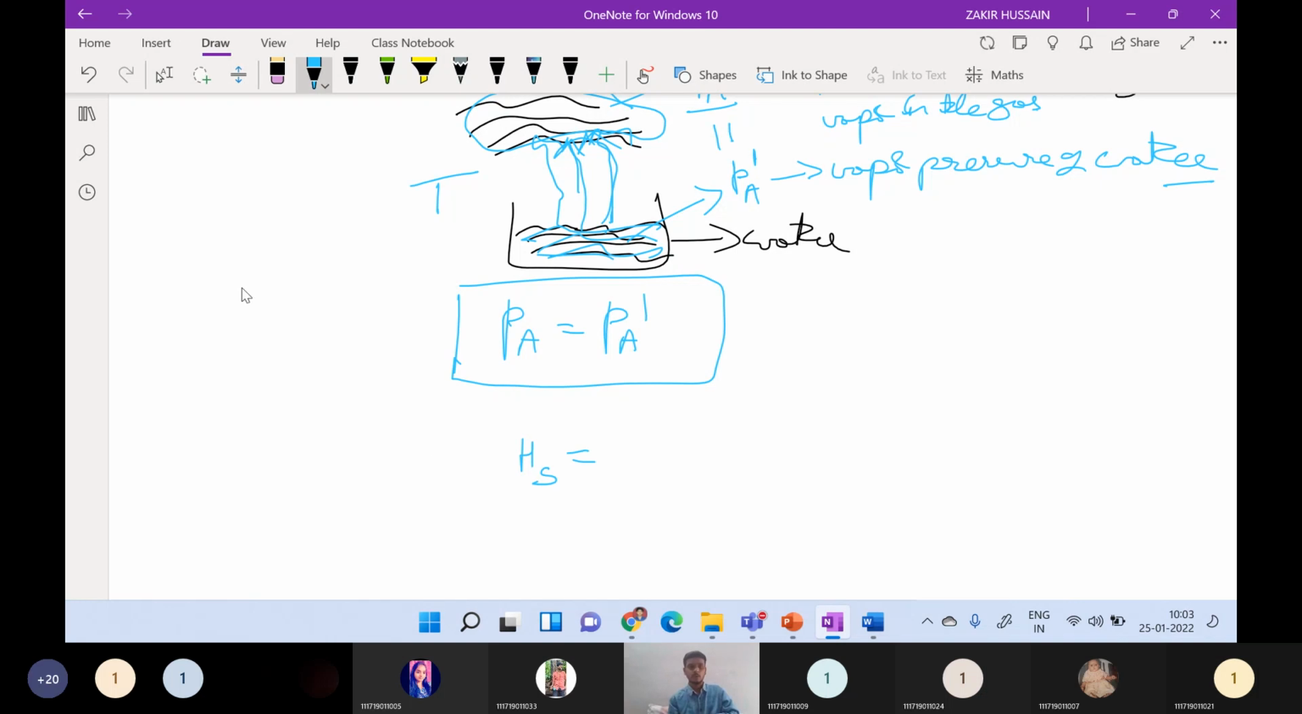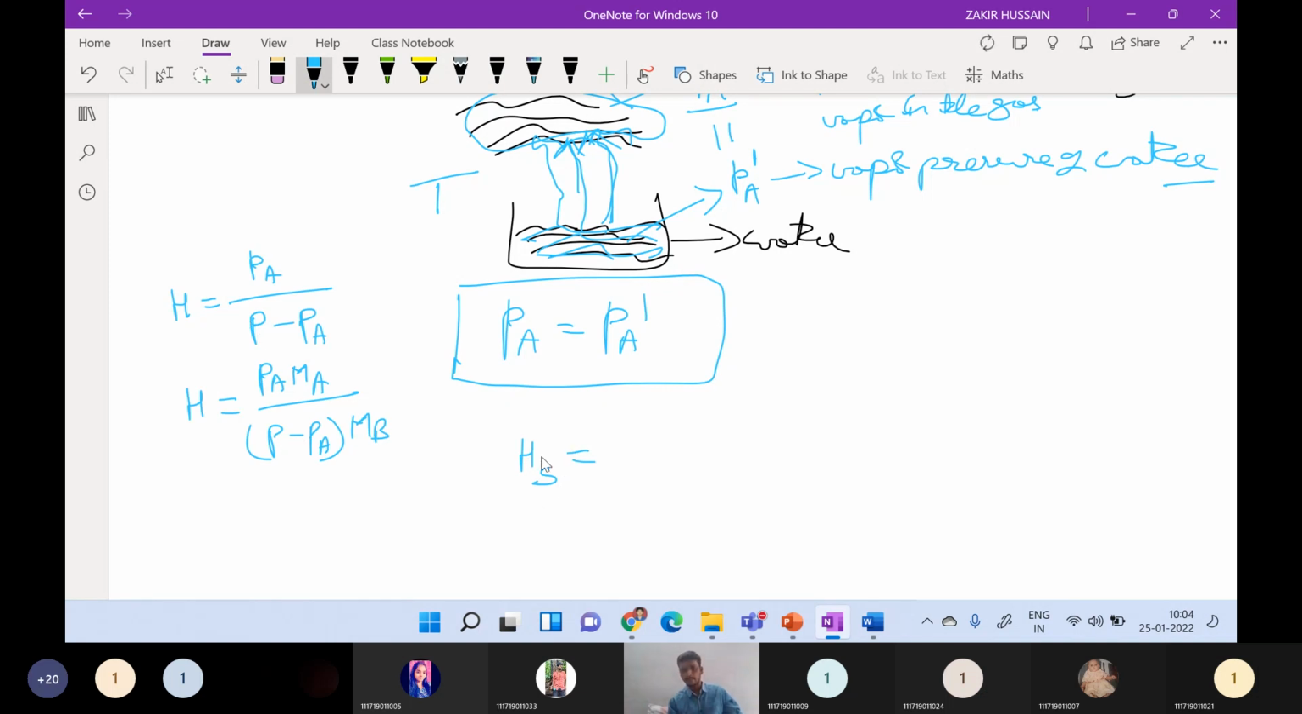So what is H? We already know that. H is nothing but the partial pressure divided by the total pressure minus the partial pressure. If you want it in absolute weight quantities, then it is PA into the molecular weight of A, divided by P minus PA into MB, the molecular weight of B.